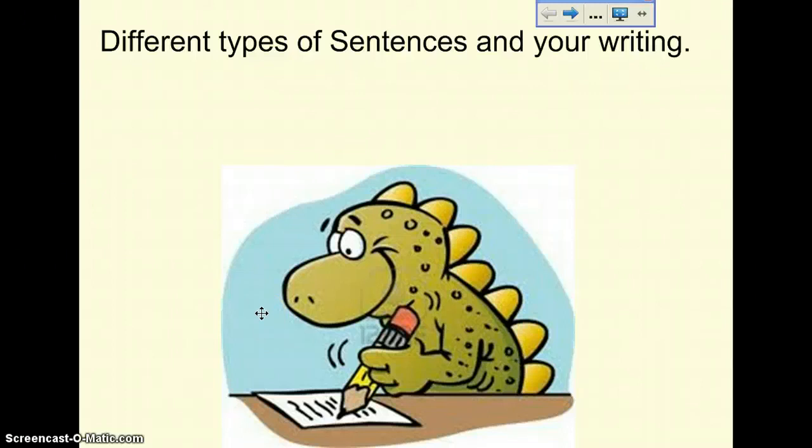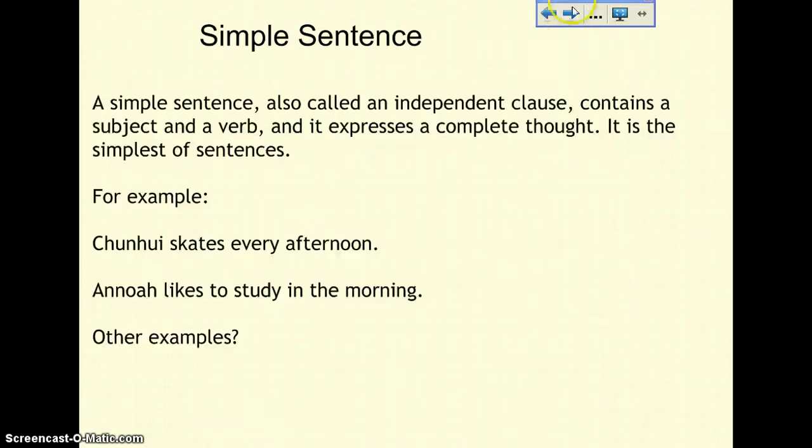Okay, so this is a quick lesson on the different types of sentences and a writing project that you can do as well. Here we go. So, simple sentence. A simple sentence is an independent clause. Basically, the idea with a simple sentence is it contains a subject and a verb, and it has to be a complete thought.